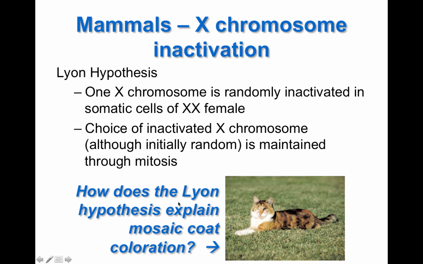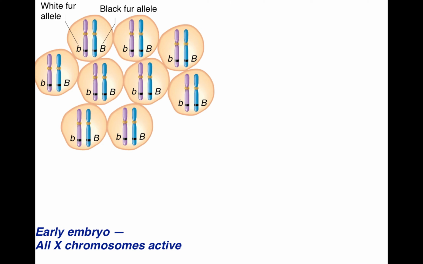How does the Lyon hypothesis explain mosaic coat coloration? Here's a calico cat. All calico cats, turns out, are female. What about in mice? Okay, so here is a beginning mouse embryo early on. It has one allele for white fur and one allele for black fur. Essentially, this gene has been inactivated, so it no longer produces any black pigment. And every single cell in this very, very early embryo has both X chromosomes active.